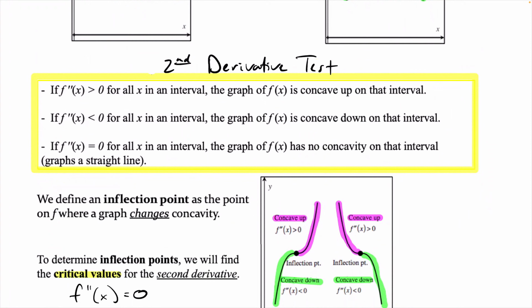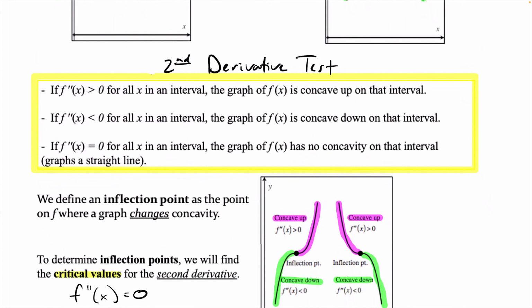So if the second derivative is positive, greater than zero, it's concave up. Okay, it's concave up. If the second derivative is negative, it's concave down. If the second derivative is equal to zero, it's a straight line and therefore it has no concavity.